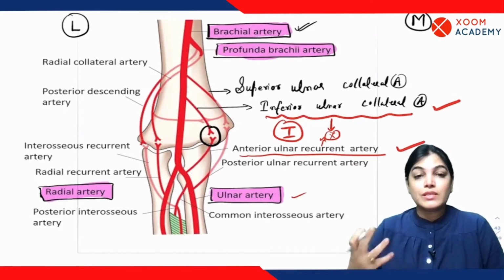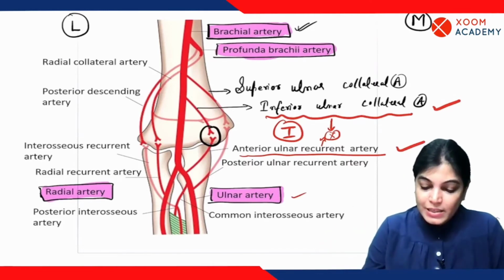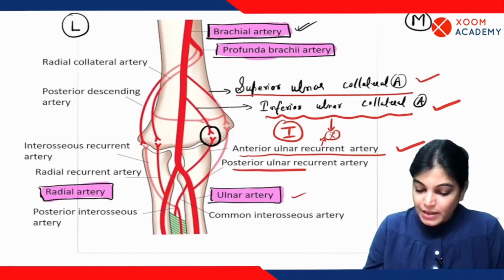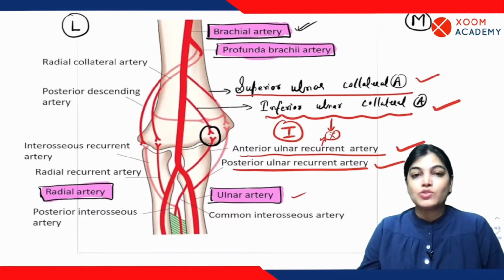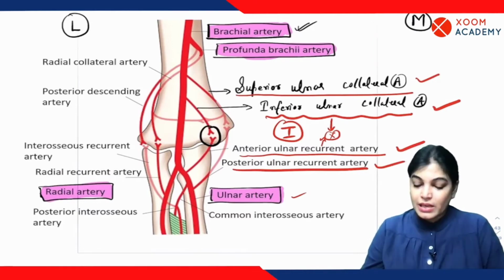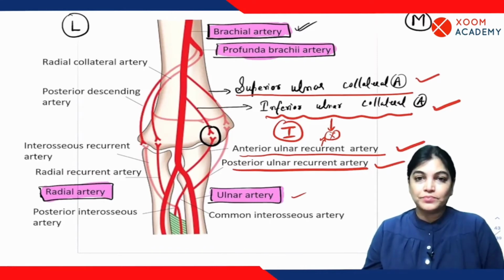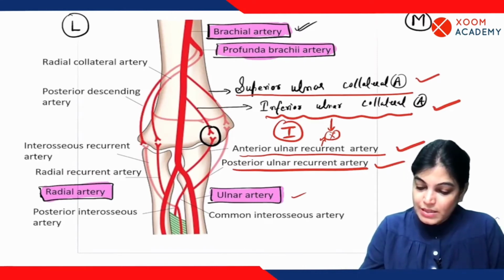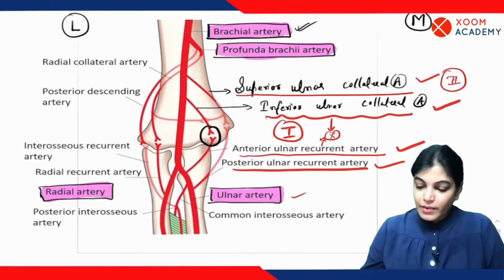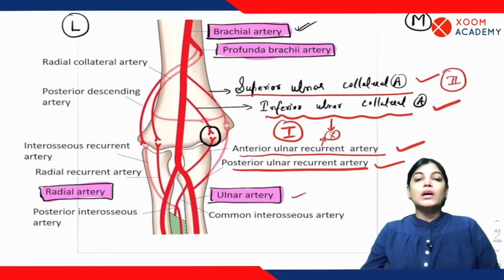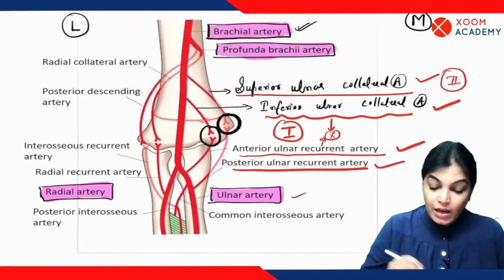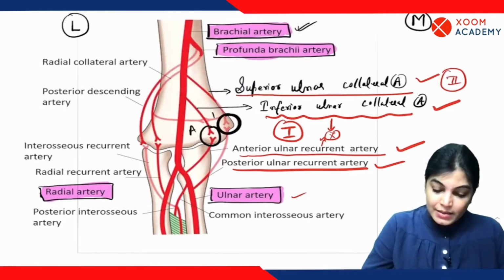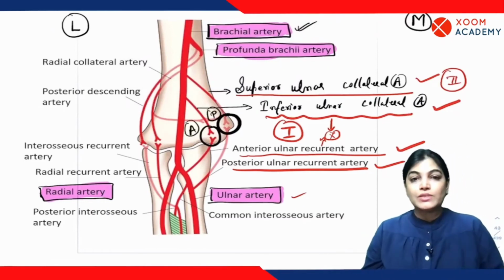Now, the anastomosis on the posterior aspect of the medial side is between the superior ulnar collateral artery and the posterior ulnar recurrent artery. Here, the superior ulnar collateral artery is a branch of the brachial artery and the posterior ulnar recurrent artery is a branch of the ulnar artery. This is the second anastomosis. So, done. We have finished with these two anastomoses on the medial side, one anteriorly and the other posteriorly. Now, let's focus on the lateral side.